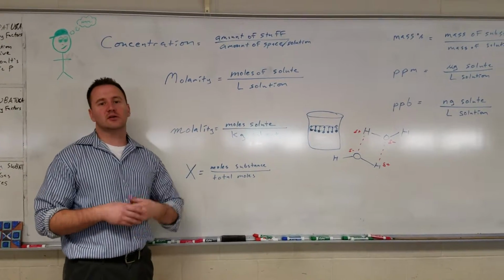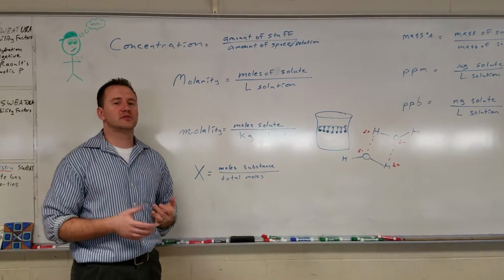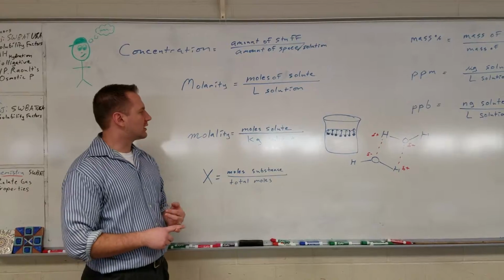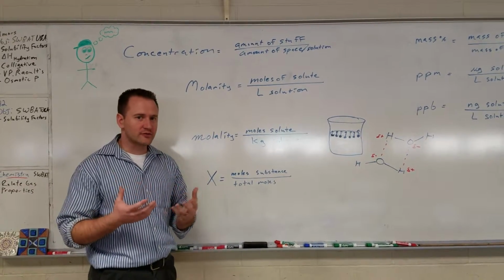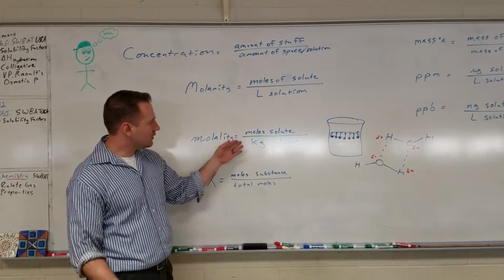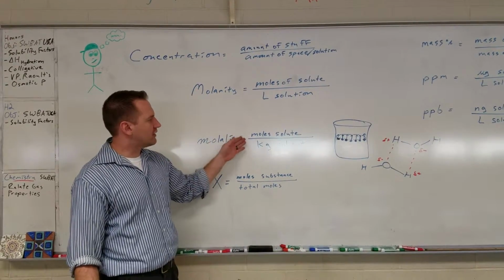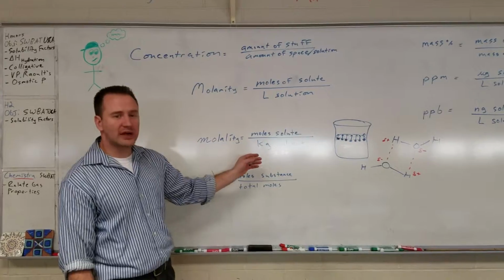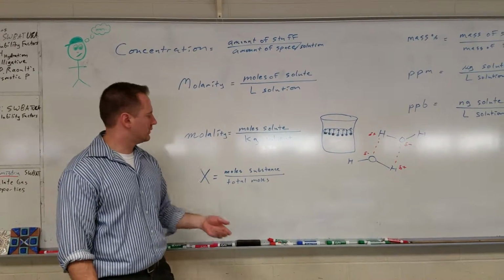Molality we use for colligative properties such as boiling point elevation and freezing point depression, because when you have a solute dissolved in a solvent, the higher the concentration is, the more it impacts those properties. So how does it impact the boiling point?